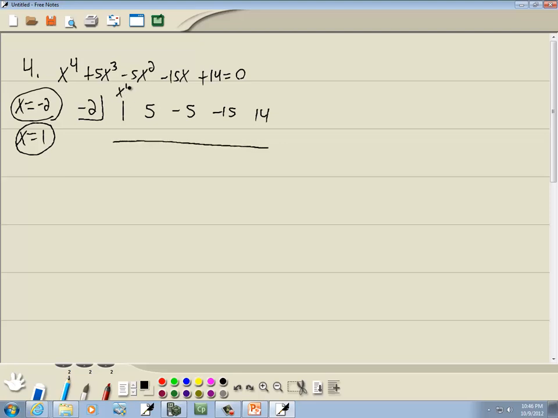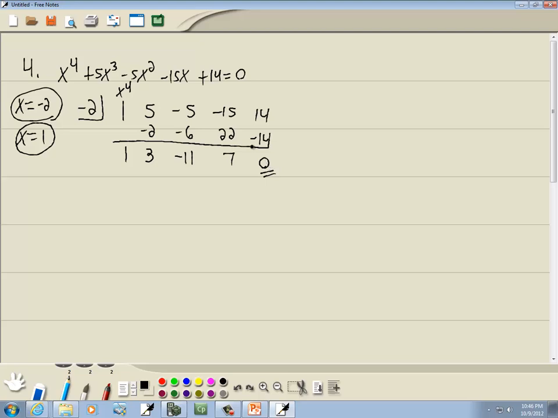Now this is x to the fourth. So we'll add 1 plus nothing's 1. Multiply, negative 2 times 1 is negative 2. Add, 5 minus 2 is 3. Multiply, negative 2 times 3 is negative 6. Add, negative 5, negative 6 is negative 11. Multiply, negative 2 times negative 11 is 22. Add, negative 15 plus 22 is 7. Multiply, negative 2 times 7 is negative 14. And 14 minus 14 gives me 0.